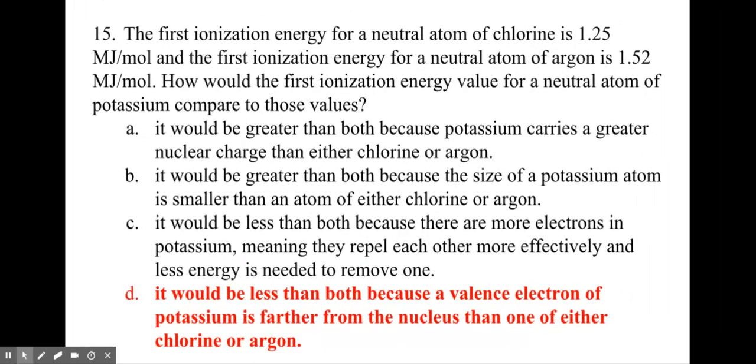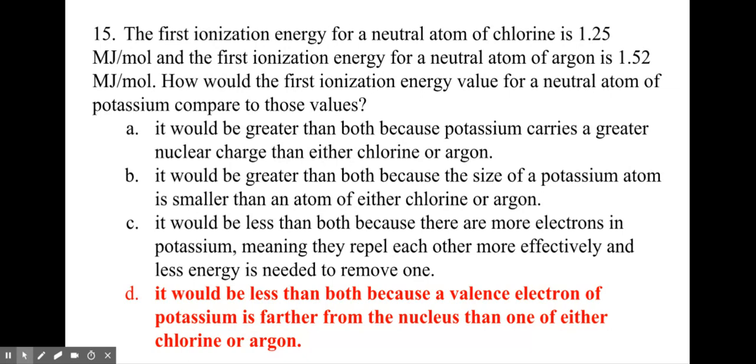Number 15. The first ionization energy for a neutral atom of chlorine is 1.25 megajoules per mole, and the first ionization energy for a neutral atom of argon is 1.52 megajoules per mole. How would the first ionization energy value for a neutral atom of potassium compare to those values?